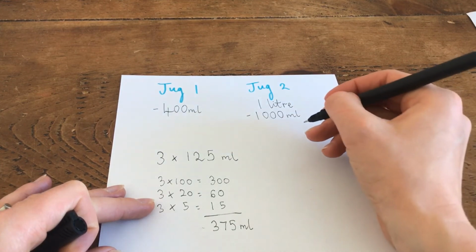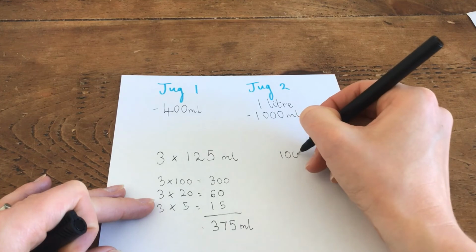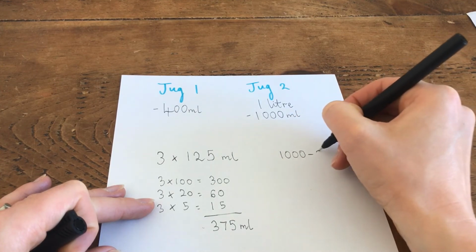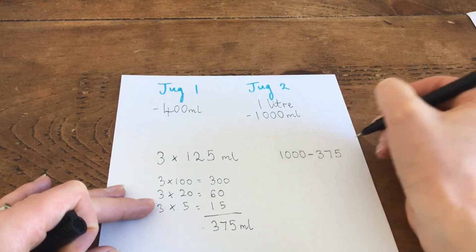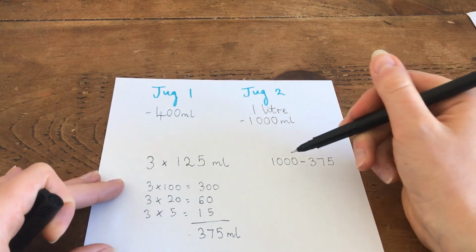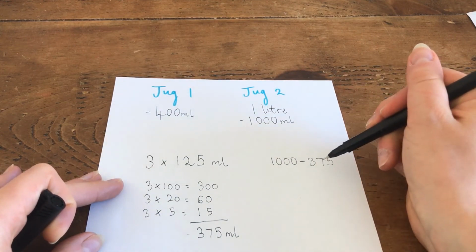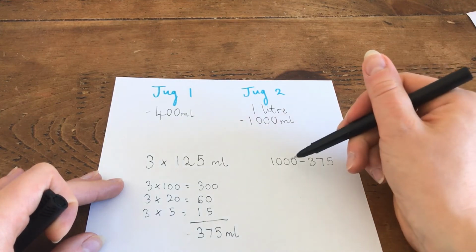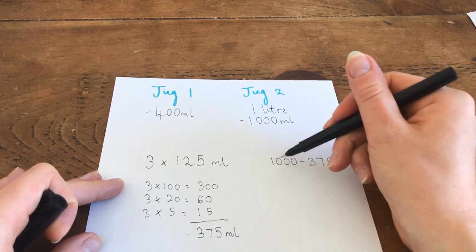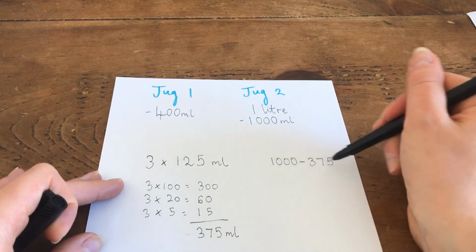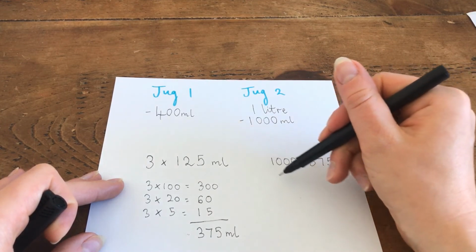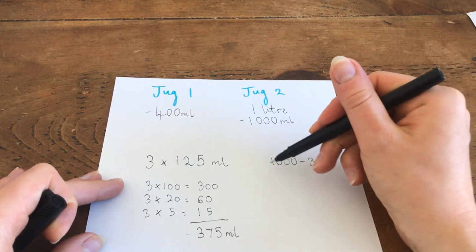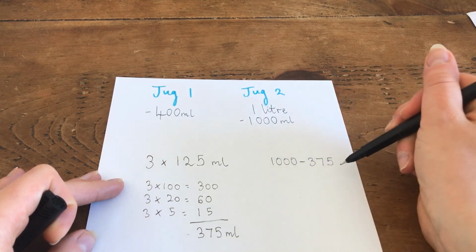So now we've got 1,000. We're going to take away 375. Now remember I say at school that if you've got a question like this, it's not best to do it in the column method because it's going to be really tricky. You're going to have to do a lot of exchanging back and forth. It's actually easier just to count up.